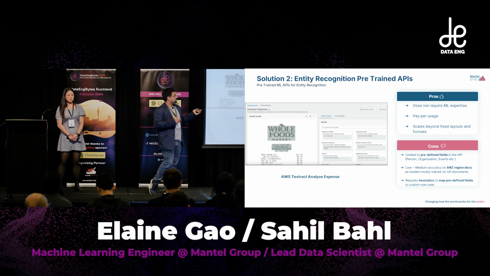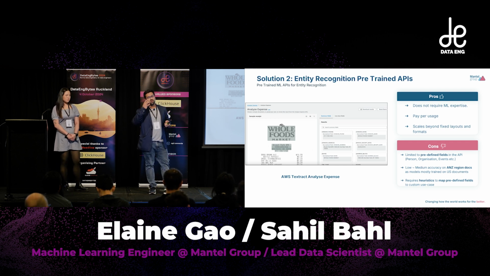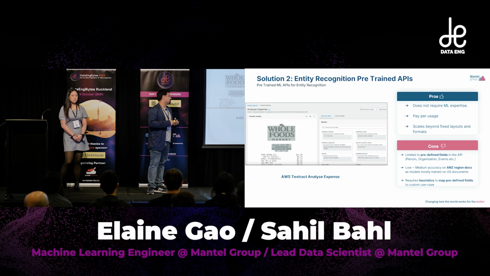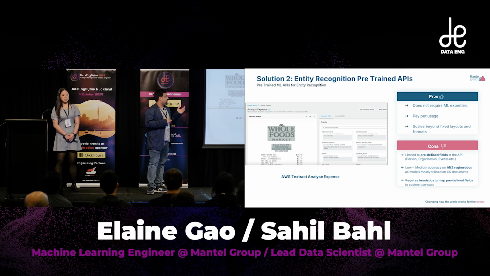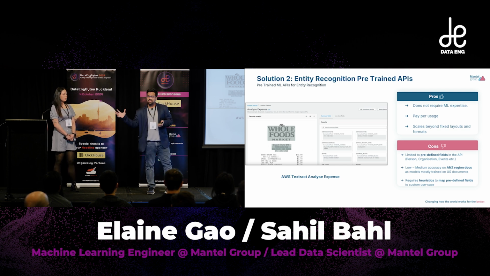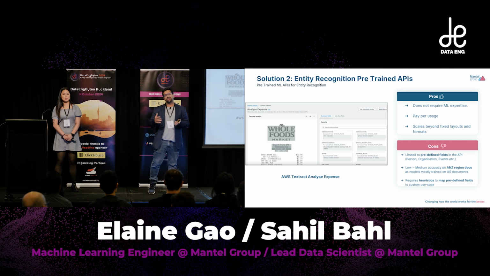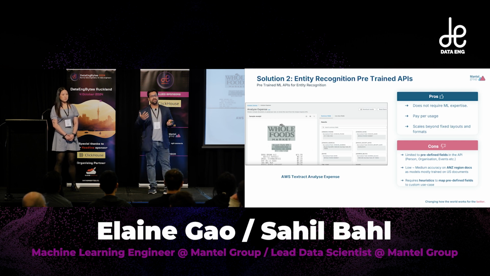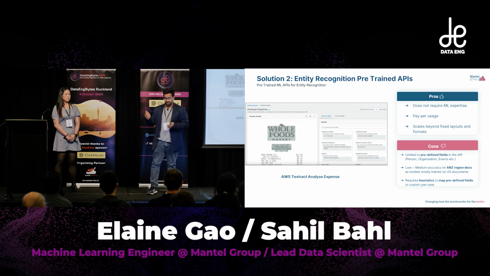The drawback with this is that it's limited to predefined fields. So you could only get things like person names, organizations, events. So you can't really tailor a lot of the business domain specific data. And I think this point was raised previously as well. A lot of these models are trained on US-based documents, so it doesn't work as well on New Zealand-based documents, things that might be very specific to the Australia-New Zealand region.